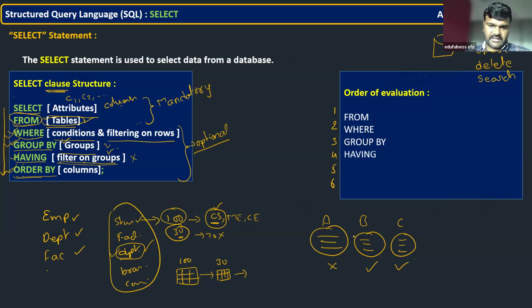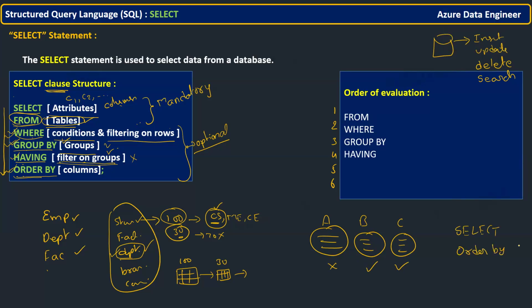Now you are left with two clauses, select, a very interesting one, and order by. Come on, tell me which one comes first, order by or select?